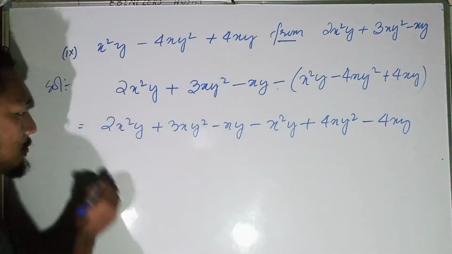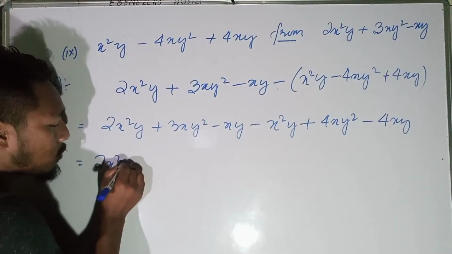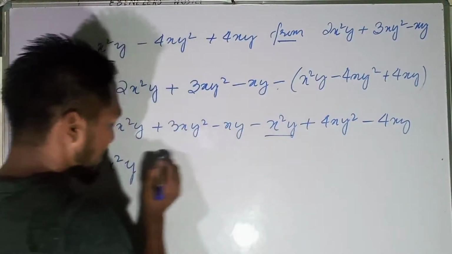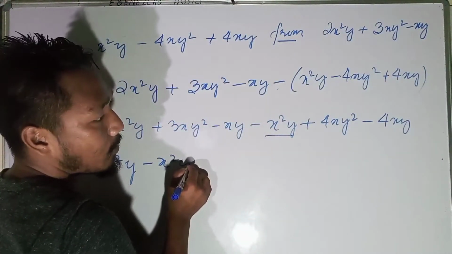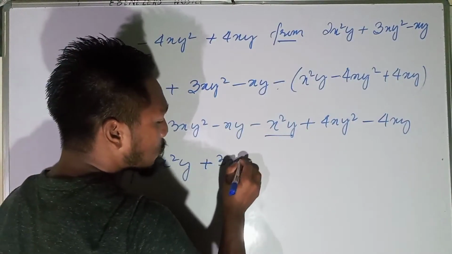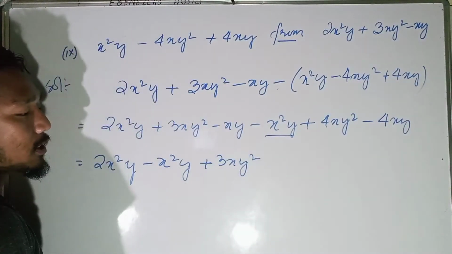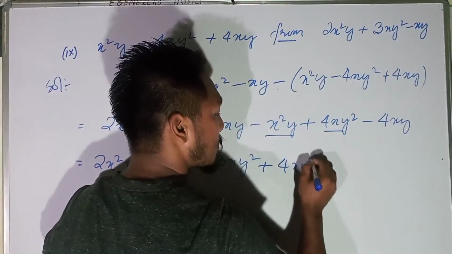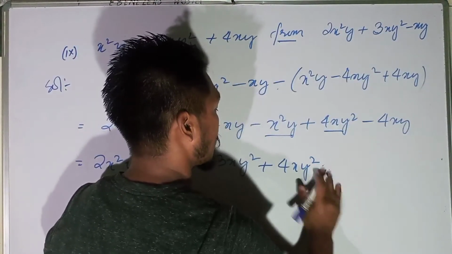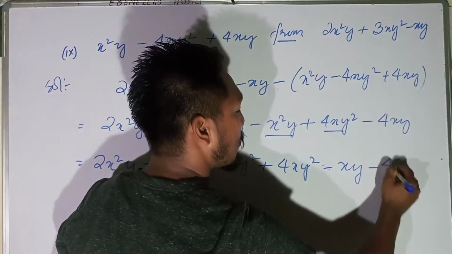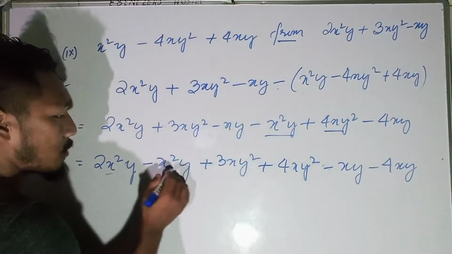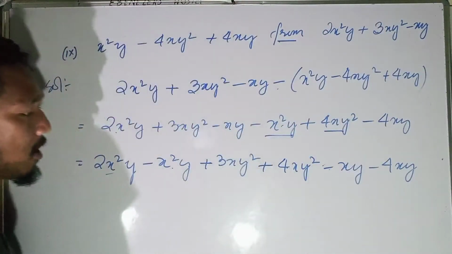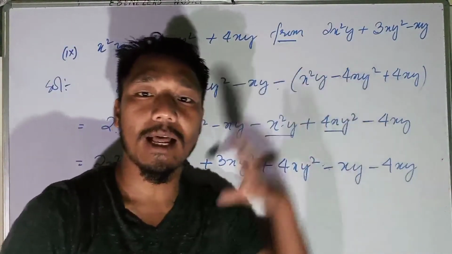Then I will arrange the like terms. Wherever x squared y is there, you arrange together. So this is one number, that is x squared y. Any more? No more. Then plus 3xy squared. So wherever 3xy squared is here, I will arrange together. Then we have minus xy minus 4xy. I think we have 6 terms: 1, 2, 3, 4, 5, 6. All the 6 terms have been arranged according to the like terms.